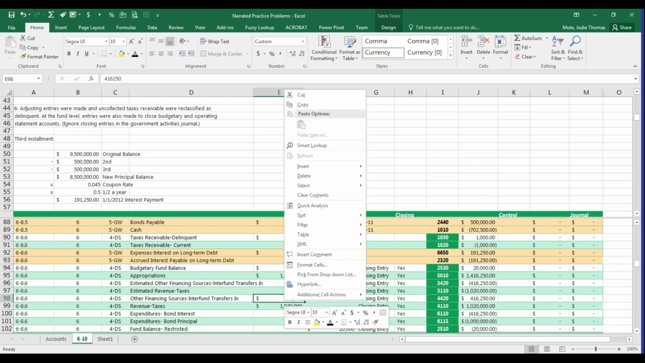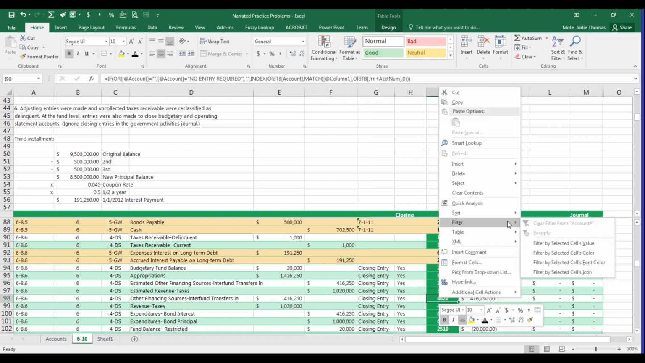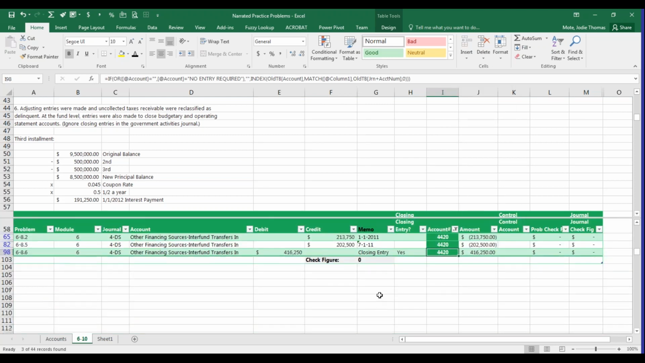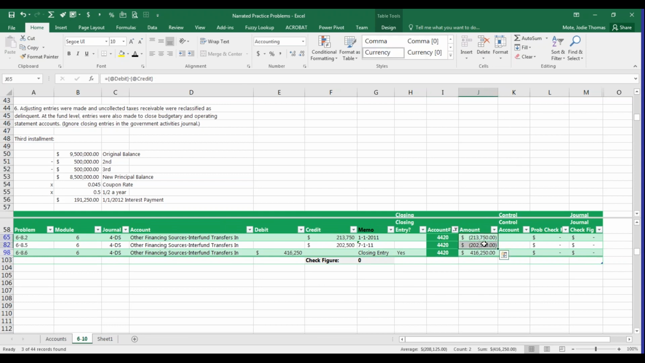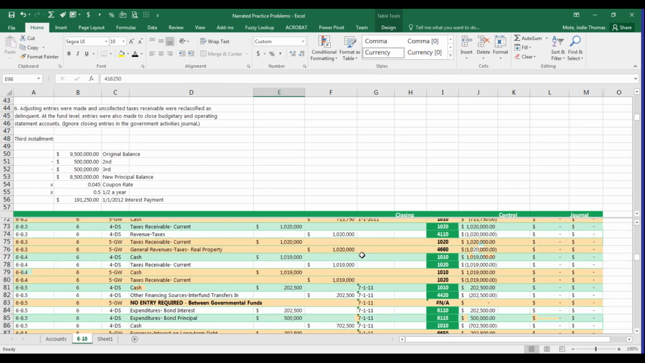These amounts though are made up of several entries throughout this problem. So let's filter and let's see kind of what our pre-closing trial balance might look like here. And we have a credit balance of $416,250. So we're going to debit that, okay, for other financing sources, interfund transfers in.